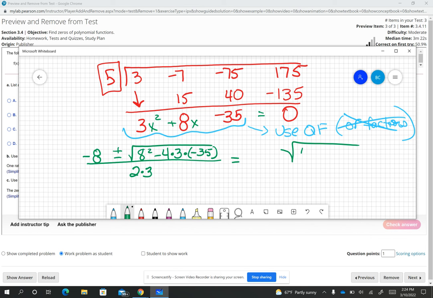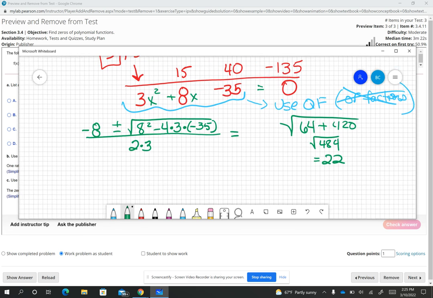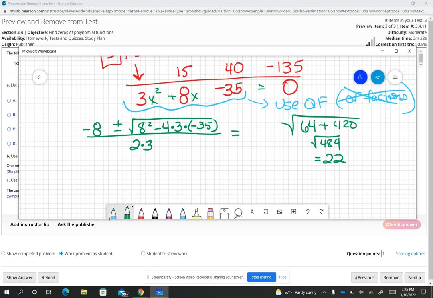Let's get that radical done. That's going to be 64 plus something. Calculator. 420. And this is the square root of 484. And that is 22. It is a perfect square. That means I could have factored it. So now let's take it back into the problem.